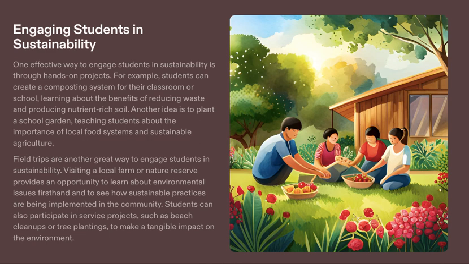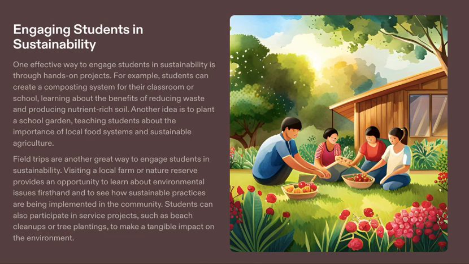Engaging students in sustainability. One effective way to engage students in sustainability is through hands-on projects. For example, students can create a composting system for their classroom or school, learning about the benefits of reducing waste and producing nutrient-rich soil. Another idea is to plant a school garden, teaching students about the importance of local food systems and sustainable agriculture. Field trips are another gateway to engage students in sustainability. Visiting a local farm or natural reserve provides an opportunity to learn about environmental issues firsthand and to see how sustainable practices are being implemented in the community.